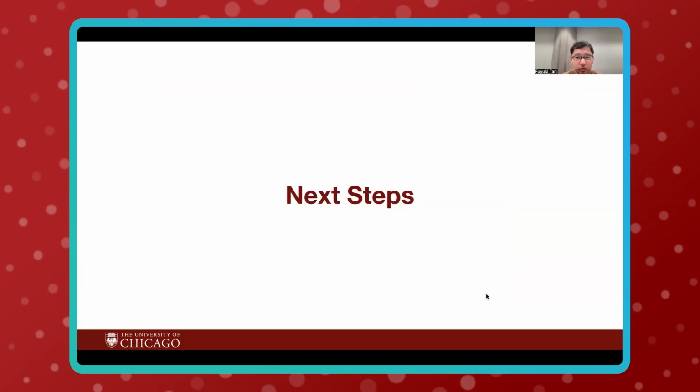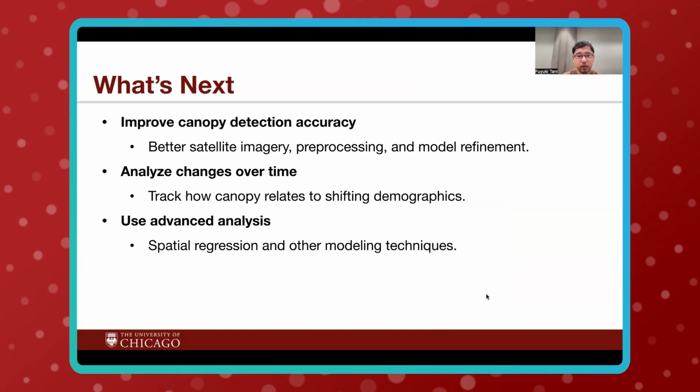There's a lot more we could do with the work. First, we want to improve canopy detection using better resolution imagery, better processing, and better models. Second, we hope to return to time-based analysis once we have more consistent historical data. And third, we are planning to explore advanced methods like spatial regression to get a better understanding of where tree access is most unequal and why.